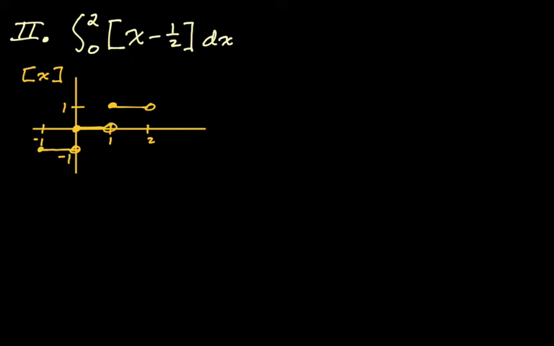So 1.5, what integer is to the left? 1. 0.6, what integer is to the left? 0. Negative 0.1, what's to the left? Negative 1, right? So it's the integer to the left. So now I need to take this graph and just shift it 1/2 unit to the right.